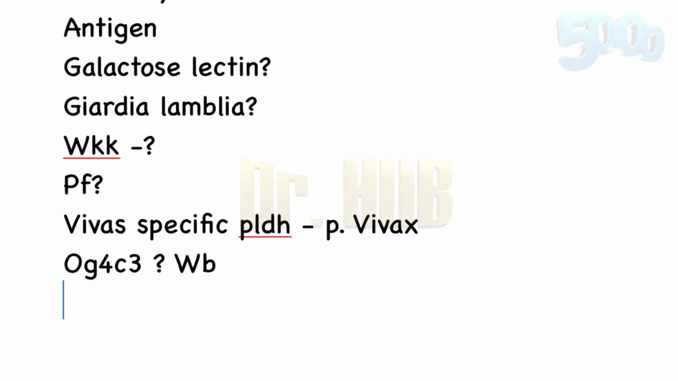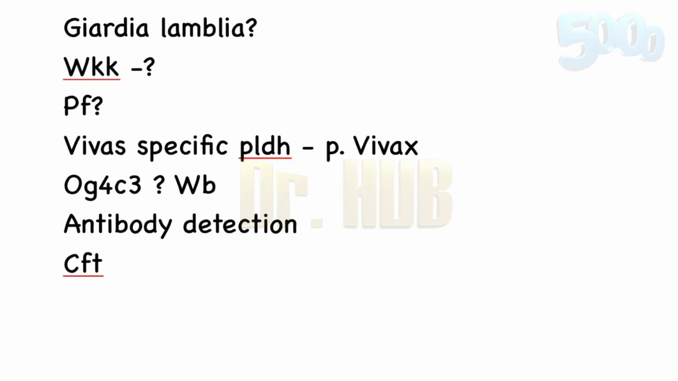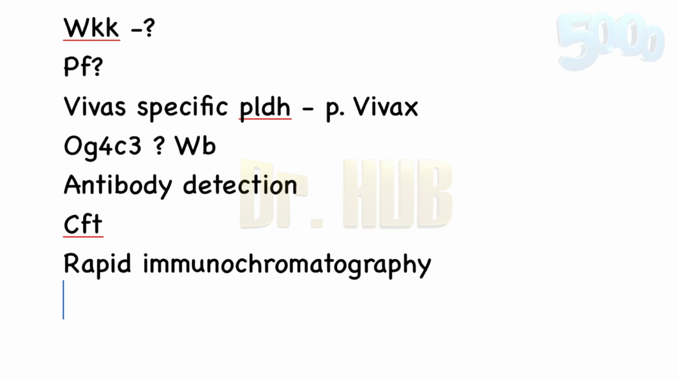Now let's move on to the antibody detection. So here in antibody detection you have the complement fixation test, known as the CFT. Then comes the indirect hemagglutination test, IHA. IFA, the indirect fluorescent antibody test. Then the rapid immunochromatography and also the ELISA test.